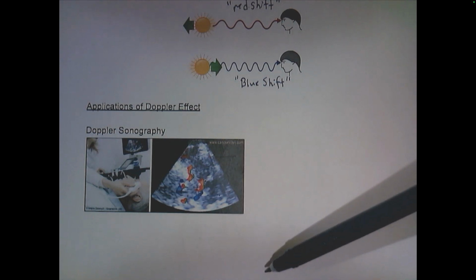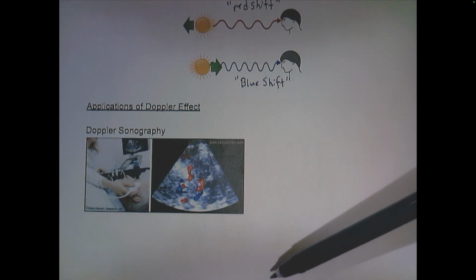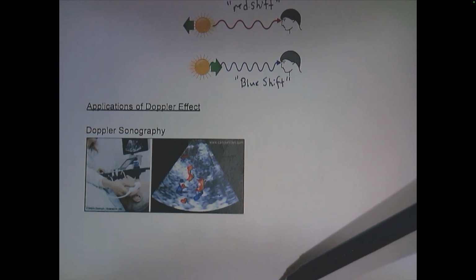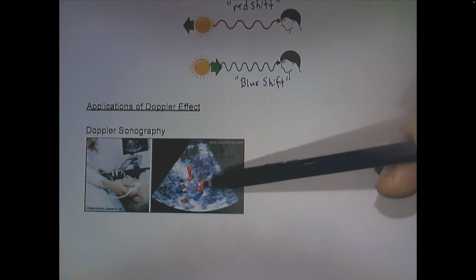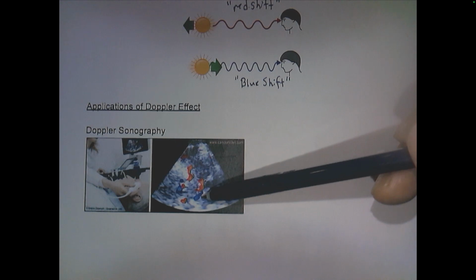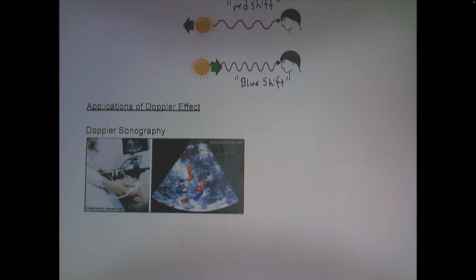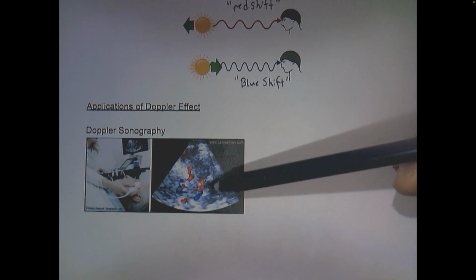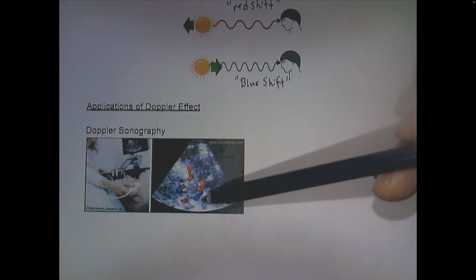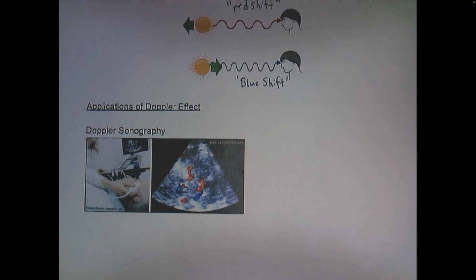Anything that's moving towards the probe, the waves are going to get shifted shorter. Anything that's moving away from the probe, they're going to get shifted longer. And you can see that actually shows up here on this image. We get red blobs and blue blobs. If we're looking at blood flow, maybe somebody's heart, or a lot of times measuring infant heartbeat in utero, as the blood moves towards the probe, it's going to be blue shifted, and as it moves away, it's going to be red shifted. You can see that motion of objects inside the body corresponding to that.